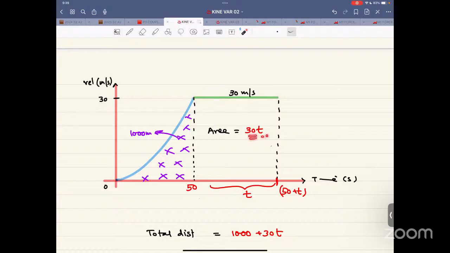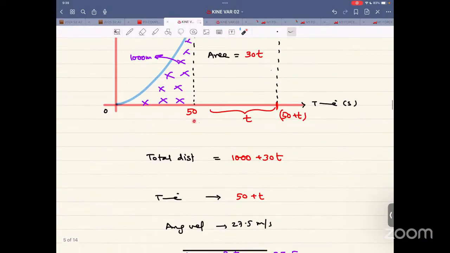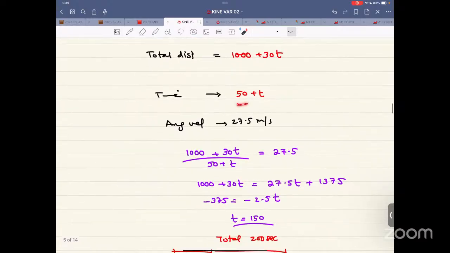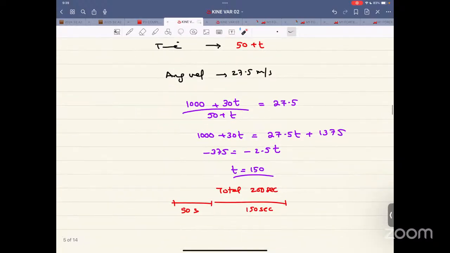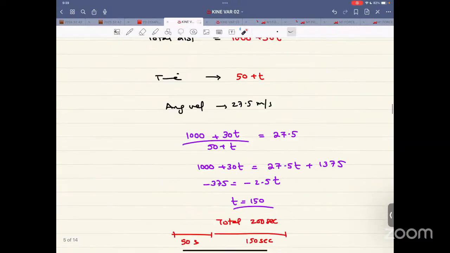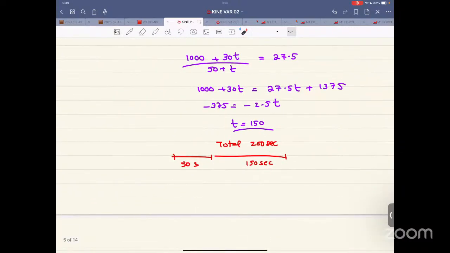So now this area is 30t. So this is 50, this is t, the total time is 50 plus t. Total distance is 1000 plus 30t. And then the time taken is 50 plus t. Average velocity is 27.5. So total distance over time taken is this much, and t comes out to be 150. Therefore, 150 is the value of t. 50 seconds have already passed. So therefore, 50 plus 150, that is 200 seconds.